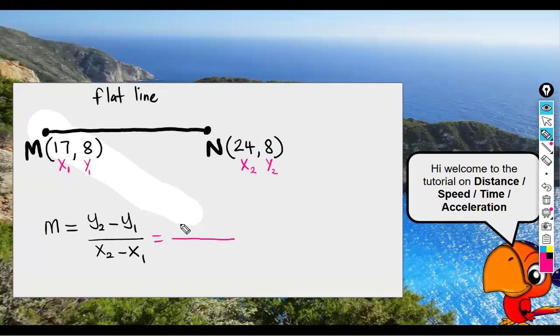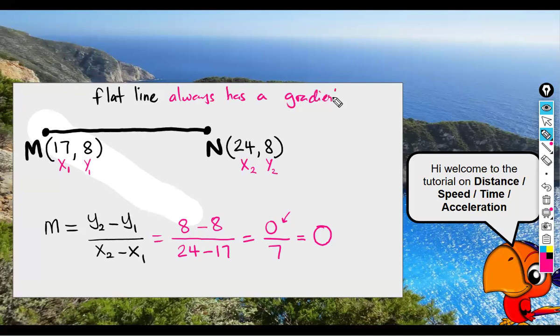y2 minus y1. You notice on top we end up with 8 minus 8. Underneath, we end up with 24 minus 17. Now, I'm not too concerned about the underneath, but on top is 8 minus 8, which is 0. 24 minus 17 is 7. 0 divided by anything is 0, right? I want you all to make a note. A flat line always has a gradient of 0.